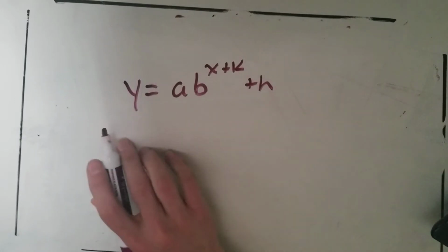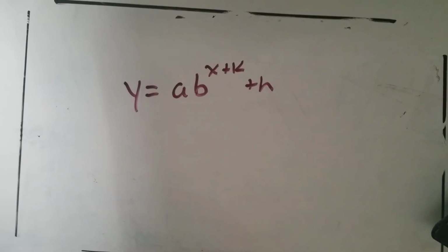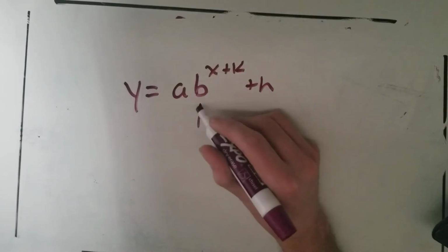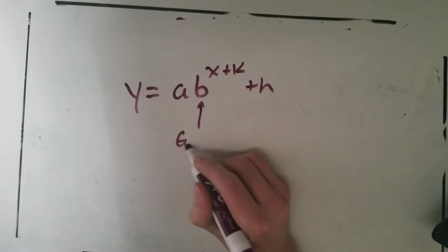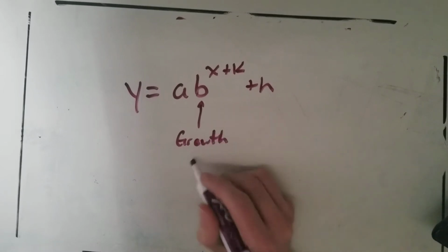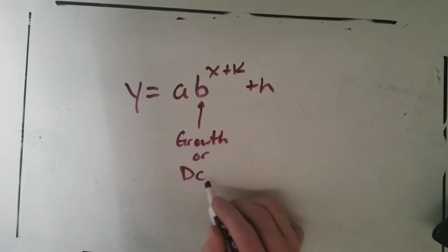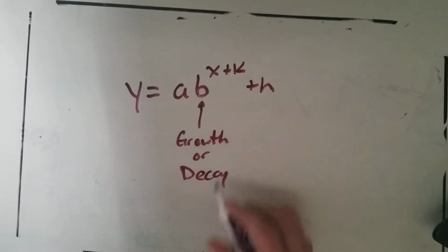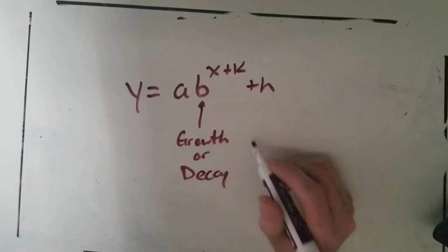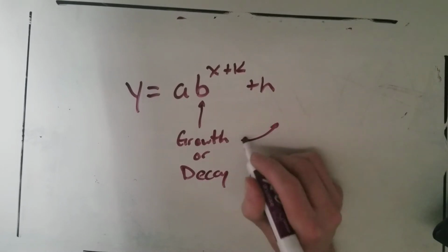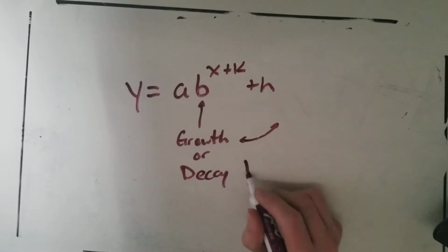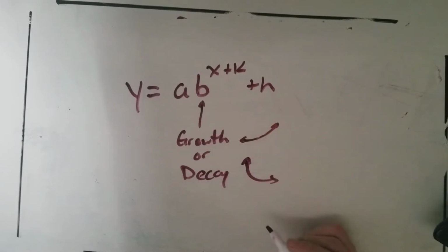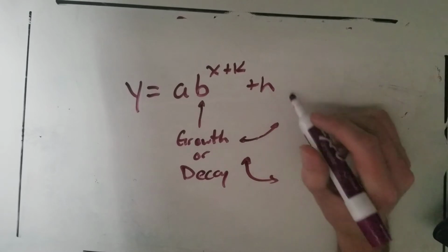Let's say we're in this form. So the equation, before you even graph, you should know this B indicates either a growth or a decay. Remember, if your B is greater than 1, it's going to be a growth function. If your B is less than 1, it's going to be a decay function, looking like this. That's what your B is going to indicate.